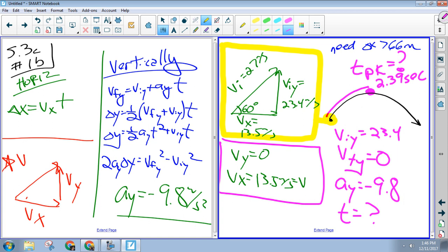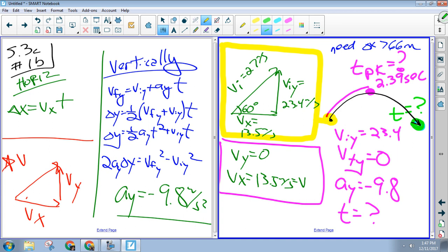All right, part B says how long are they in the air total, or how long are they in the air before they return to their original height. So now I'm looking for the amount of time it takes to get there, right? So how do I find it in one step? Multiply it by 2, right? If it takes 2 seconds to go up, it's going to take another 2 to come down for a total of 4 point whatever. So that's part B. Cool?